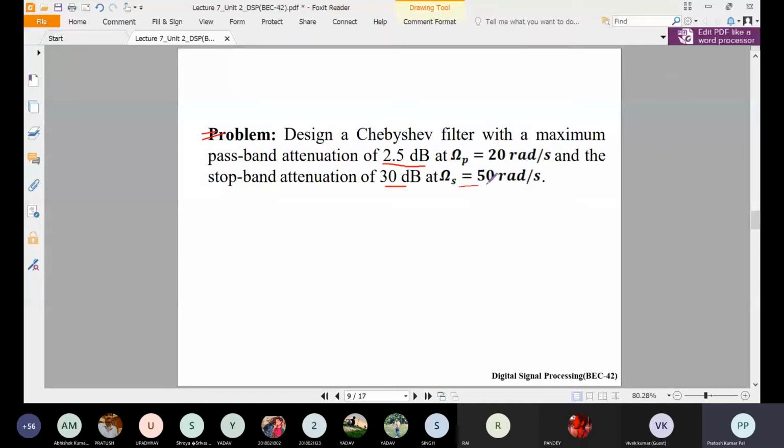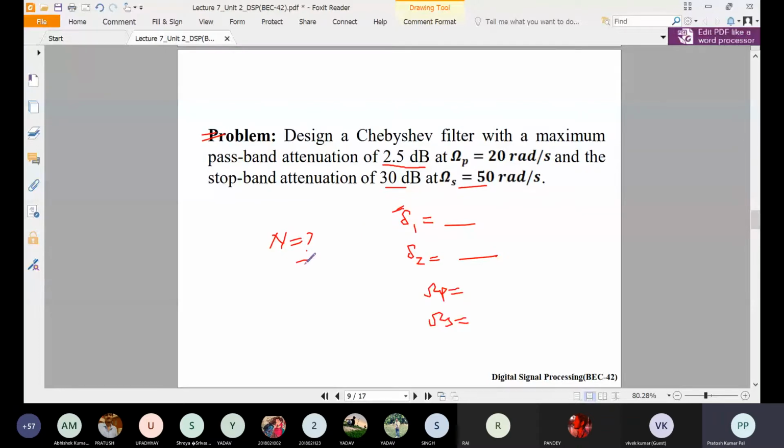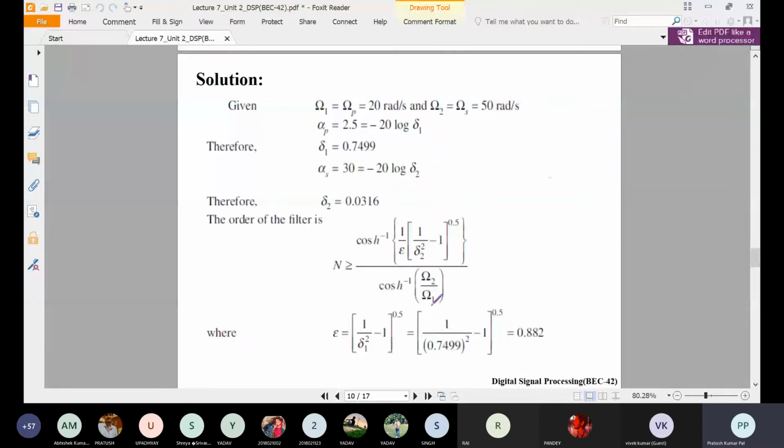Before that we need to find out delta 1 value in the value form, and similarly delta 2 value, if it is given in dB. So with respect to that other value, we will be finding out this value. Along with the omega p and omega s value, this n value we will be calculating. So once we have calculated the n value, this n value that we will be calculating is 2.727. So it will be an integer, so we will be making it to 3.